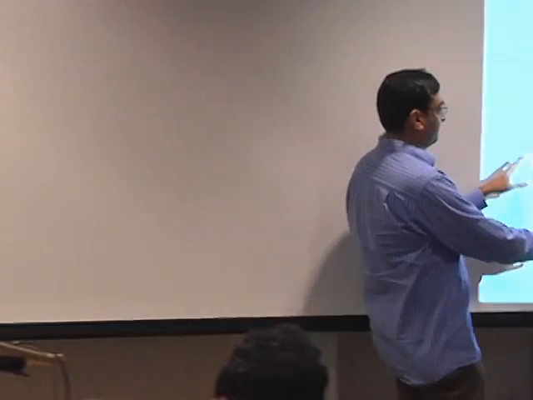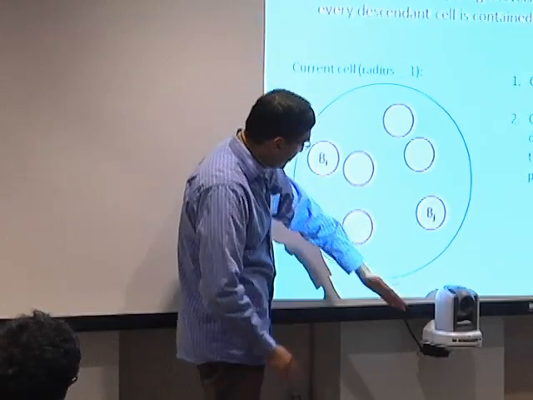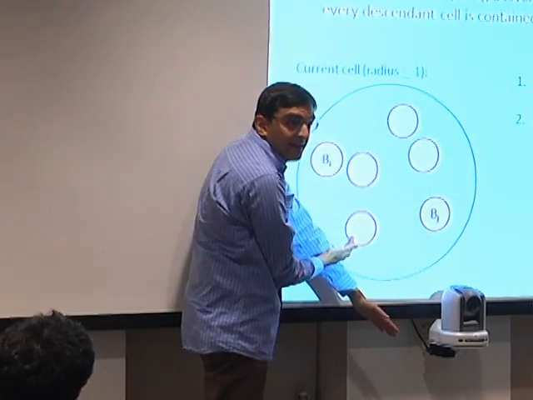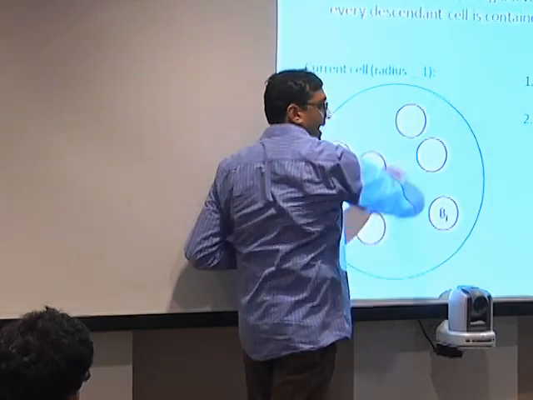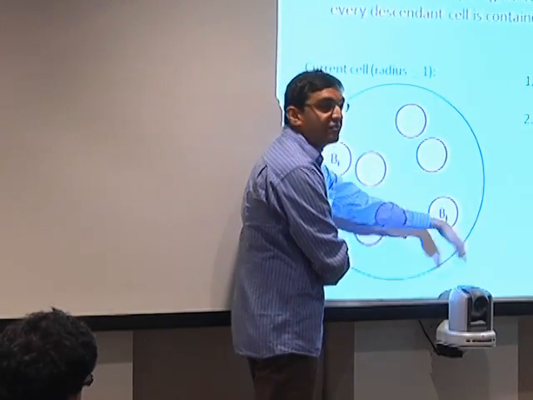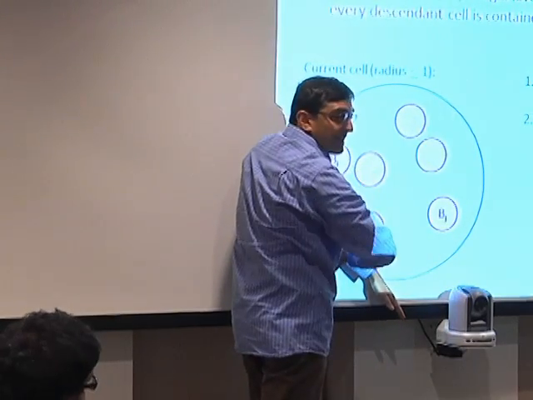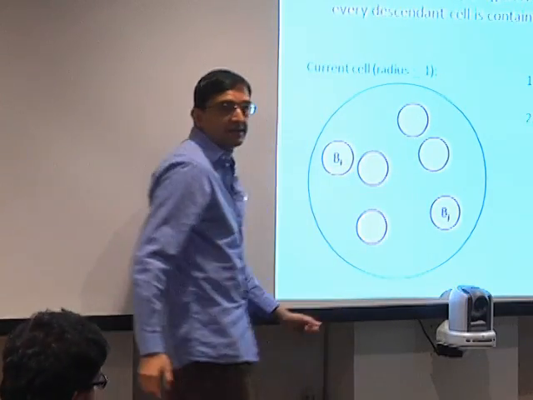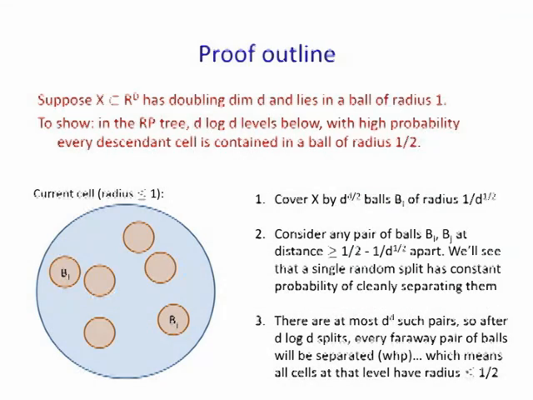Now, pick any two balls that are far away, like these two. You can show that any one of these splitting steps, where you project onto a direction and split at the median, has a constant probability of cleanly splitting these two. So something like that. Literally, this goes on that side, that goes on the other side. So with constant probability, for any two balls, you're going to cleanly split them. And there aren't all that many balls. So after d log d levels, you're going to cleanly split everything. And so d log d levels down, any pair of balls that is far away will have been cleanly split.